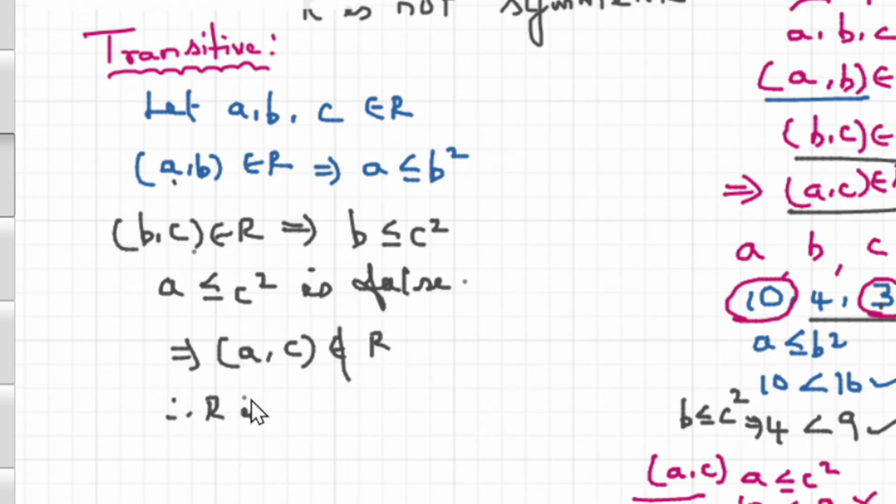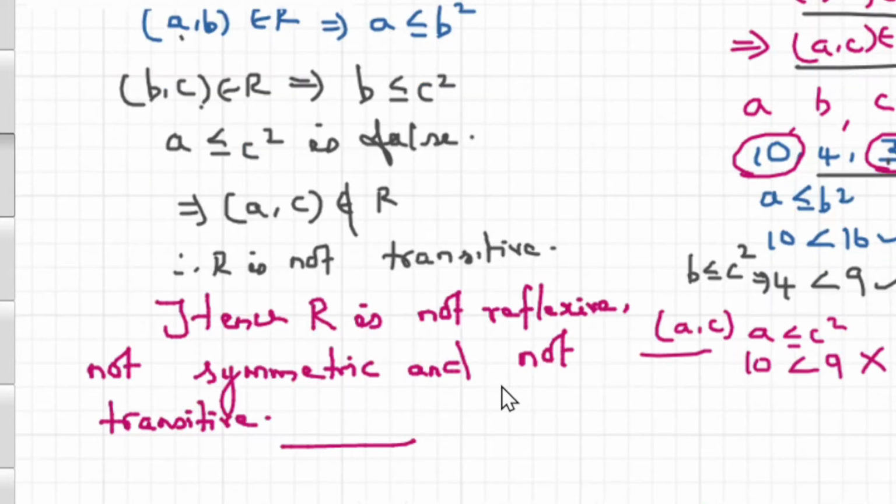Therefore R is not transitive. So we proved the first condition, reflexive, is not true, symmetric is also not true, and transitive is also not true, and hence R is not reflexive, not symmetric, and not transitive, and hence we proved this result.